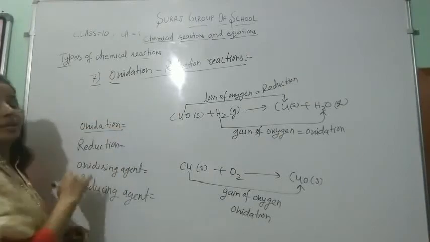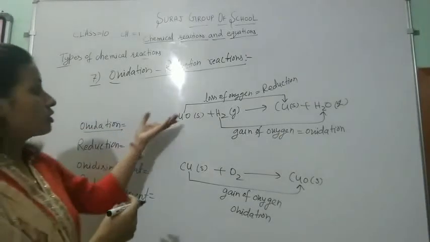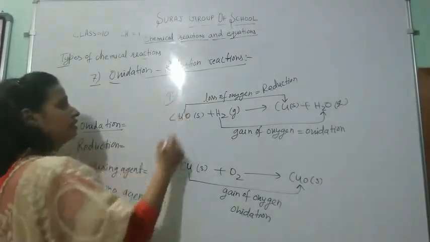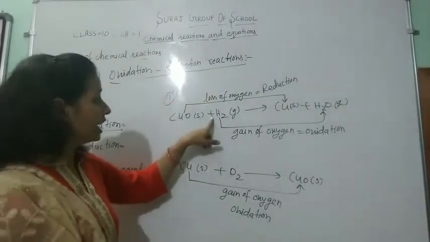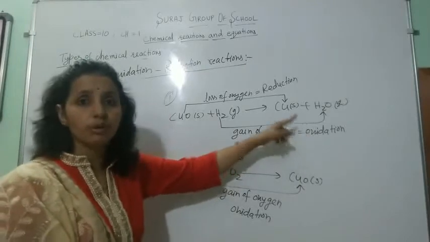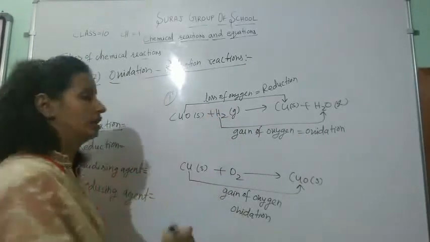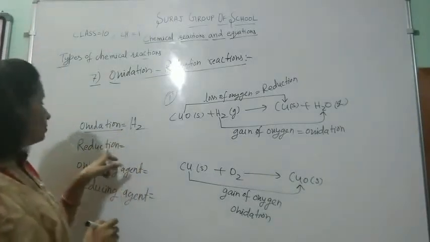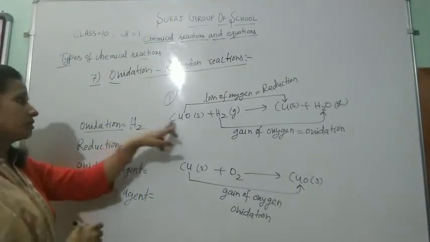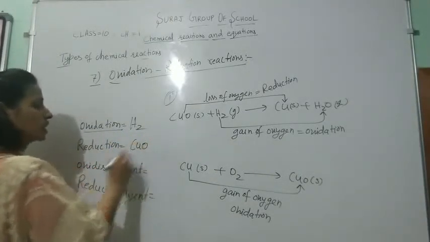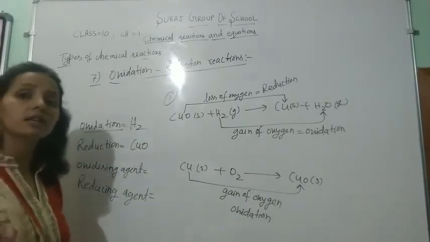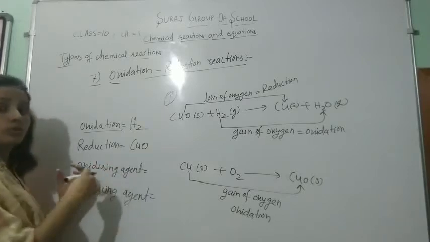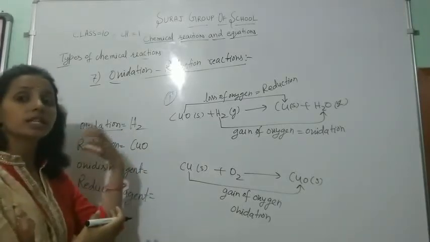Like we can say, who is oxidized in this reaction? Reaction 1, who is oxidized? Hydrogen is oxidized because oxygen is combined with hydrogen. Now which compound is reduced? Copper oxide is reduced. Now which compound is the oxidizing agent?